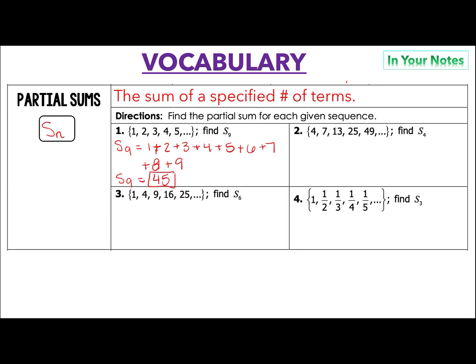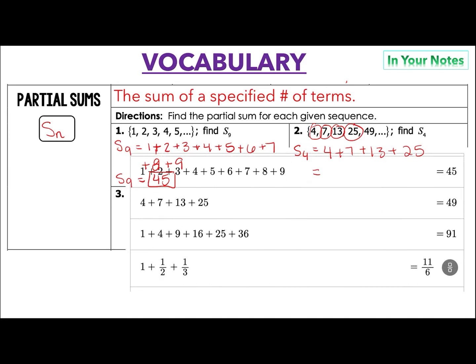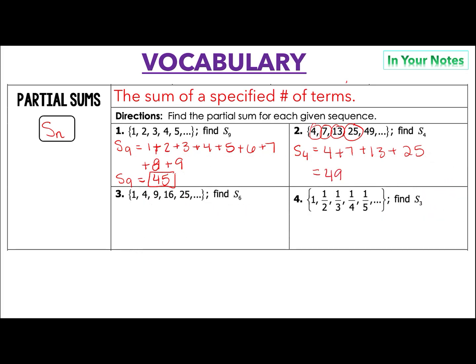Okay, number 2 is asking us to find S sub 4. So S sub 4 is saying using the sequence, add the first 4 terms together. So this is term 1, term 2, term 3, and term 4. Those are the only 4 we're going to add together. So 4 plus 7 plus 13 plus 25. And I used my calculator, and I got 49. So our answer is 49 for this one.